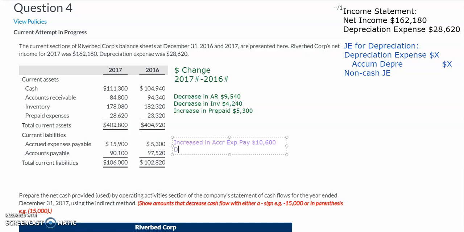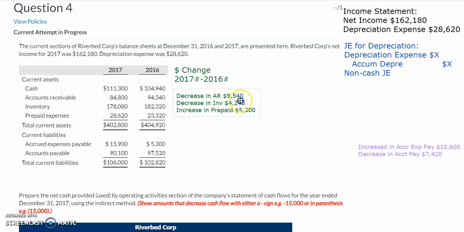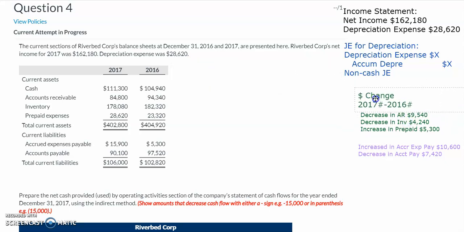And then we have a decrease in accounts payable. And this decrease is going to be 7,420. So we're going to be looking at our changes in our current assets and our changes in our current liabilities. And I'm just moving these notes over to the side. That way when we scroll down, we still have the data from our problem. All right.